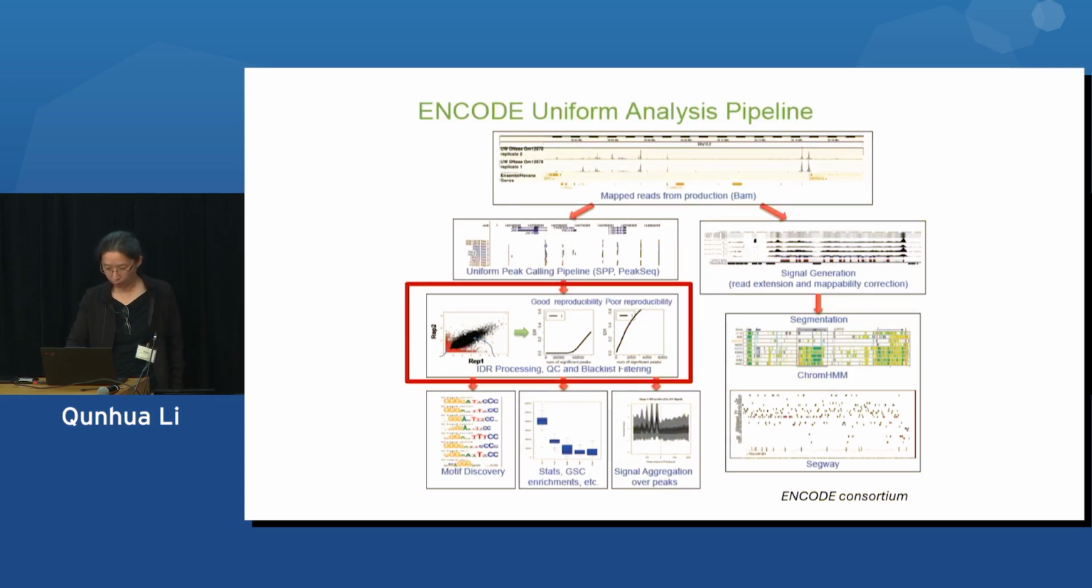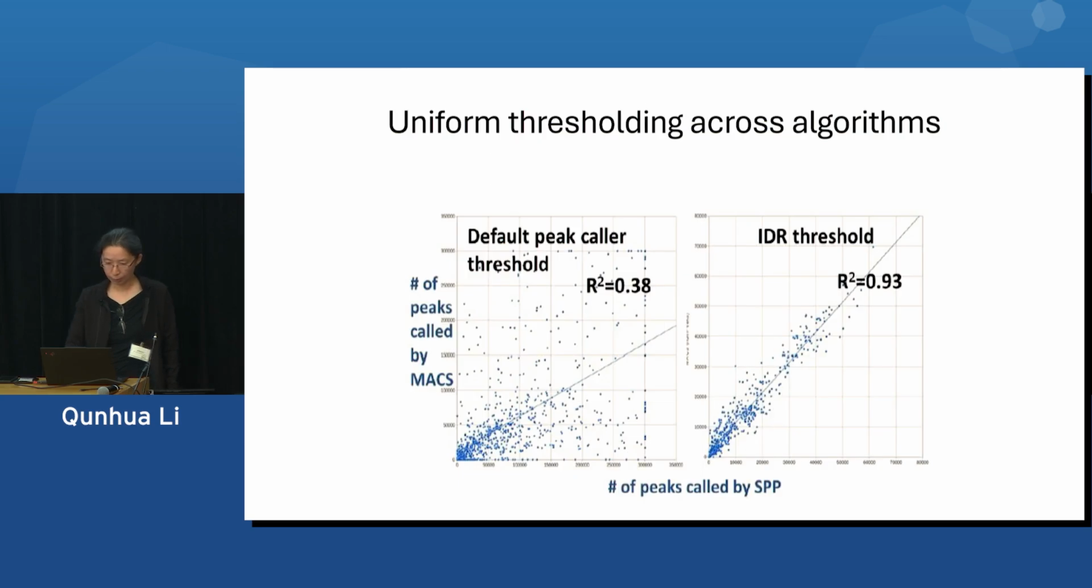So it was used in ENCODE to process the ChIP-seq data. And then this is an example to show when you use two peak calling methods, one is MACS and the other is SPP. If you use the default threshold, you will find that the two peak callers don't agree that much in the number of peaks identified at the same threshold. But if you use the IDR threshold, you will find that this disagreement is actually very much based on different or incompatible threshold choices.